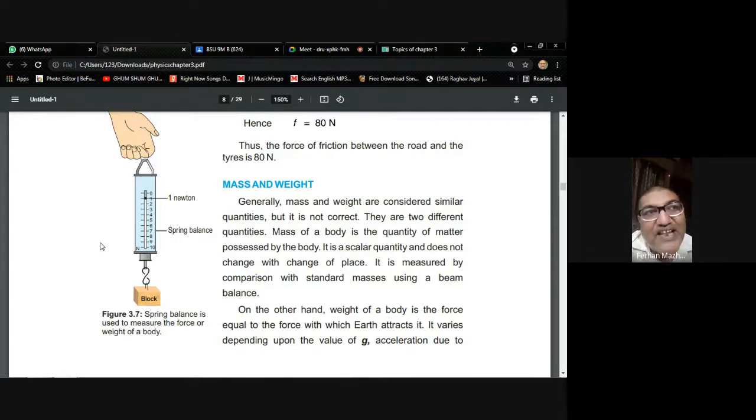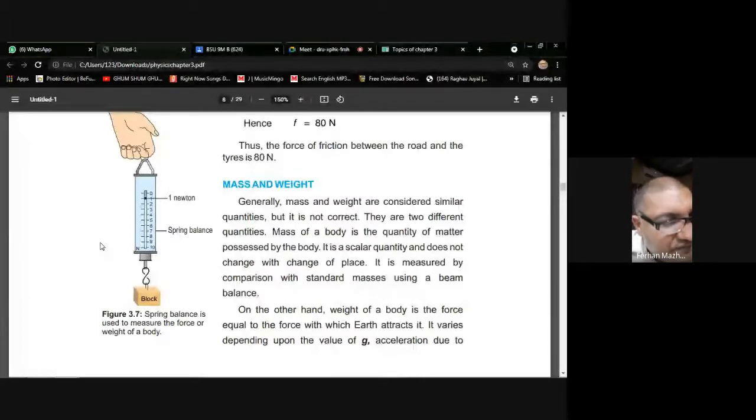It means the value of the weight is not constant, because it depends upon the value of G at that location. For example, if you are in Sargodha, the G value will be larger. But if you go to the top of the summit of K2, the G value will be less. So the thing whose weight here in Sargodha is larger, when it goes to the top of K2, its weight will be less. The reason is the G value at the top of K2 is less.